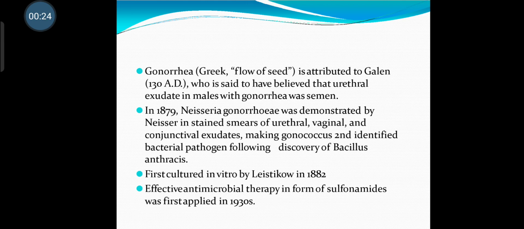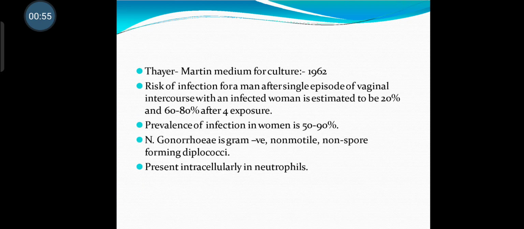In 1879, Neisseria gonorrhoeae was demonstrated in the stained smears of urethral, vaginal and conjunctival exudates, making gonococcus the second identified bacterial pathogen after the discovery of Bacillus anthracis. This was first cultured in vitro by Leistikow in 1882, and effective antimicrobial therapy in the form of sulfonamides was applied in the 1930s for gonorrhea. Thayer Martin formed the medium for the culture in 1962.